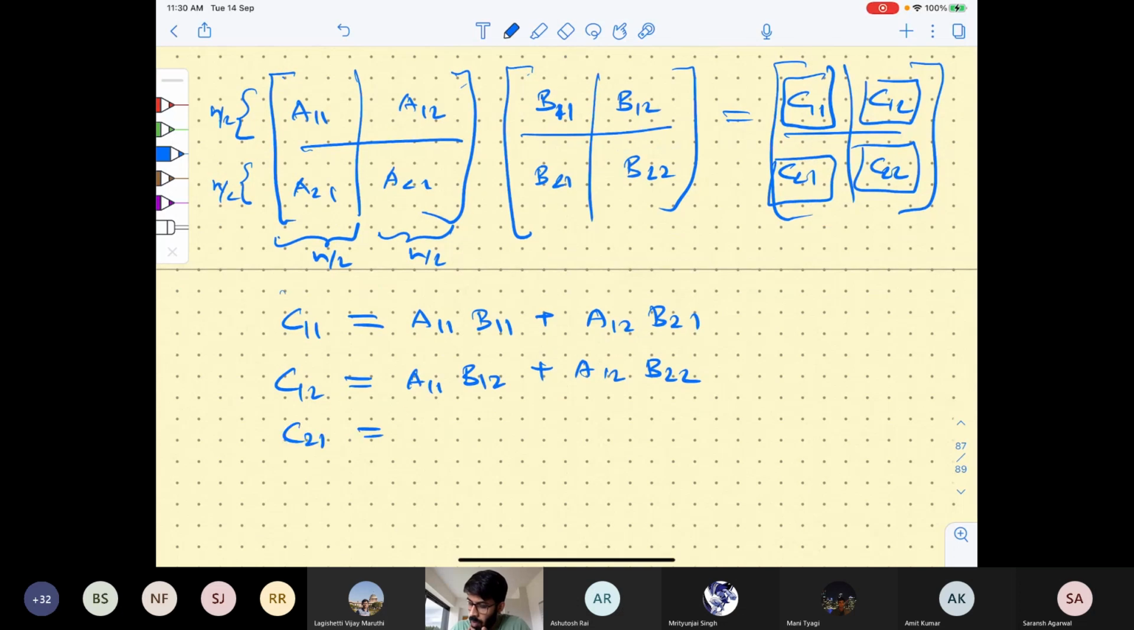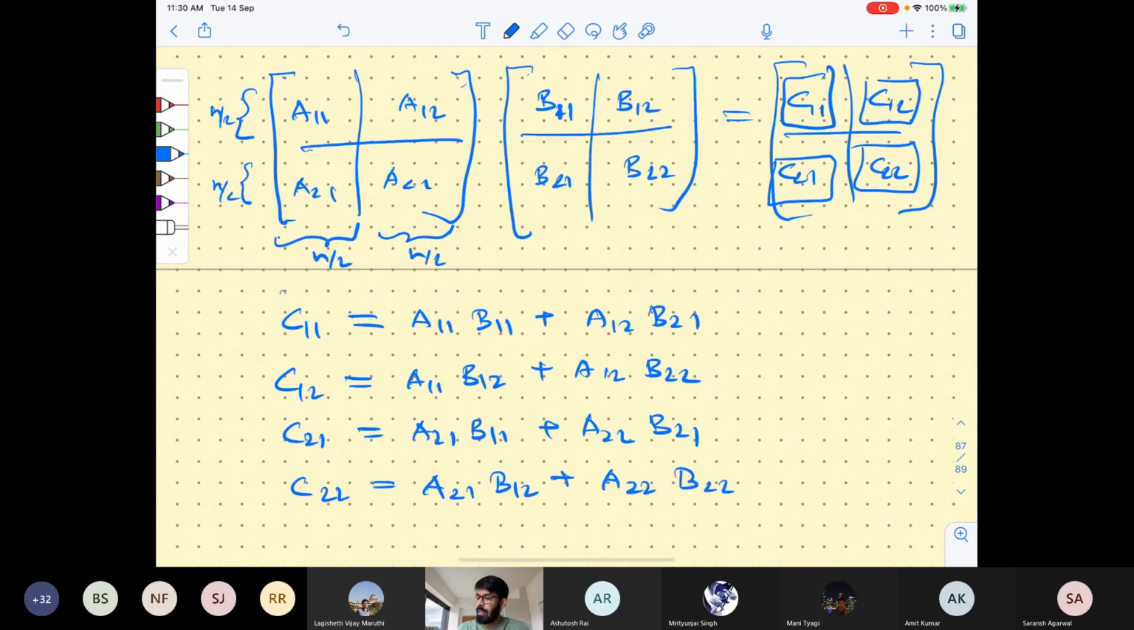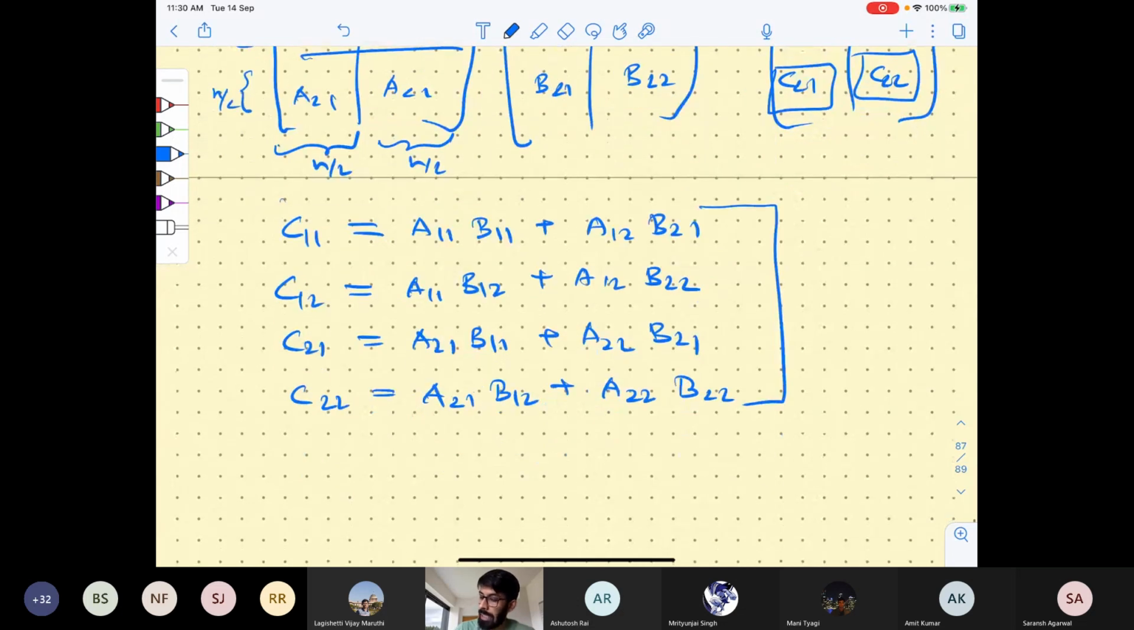C21 is equal to A21 B11 plus A22 B21, and C22 is equal to A21 B12 plus A22 B22, right? So if there is a mistake in this formula, let me know. But if this formula is correct, then it gives us a recursive way to compute C, right?